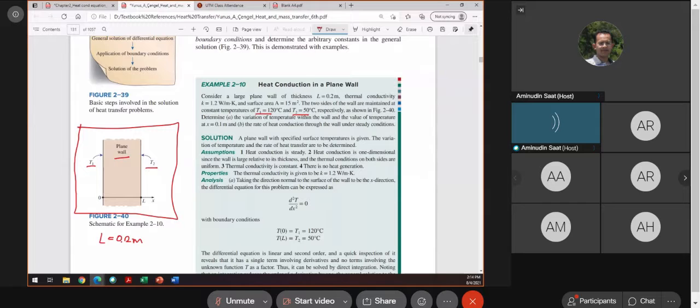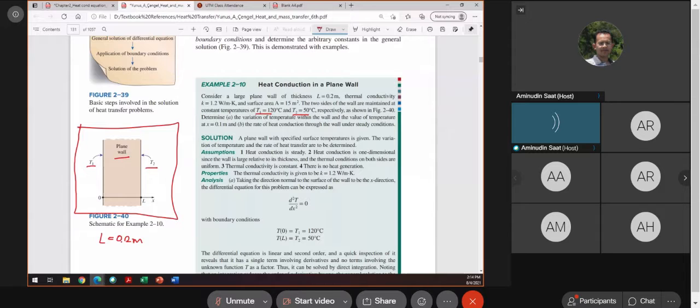The question asks you to find the temperature variation within the wall and the value of the temperature at x = 0.1, that is question A, and question B is the rate of heat conduction. I will not go through the problem yet, but I want to show you how this general heat conduction equation is utilized as well as the boundary condition.